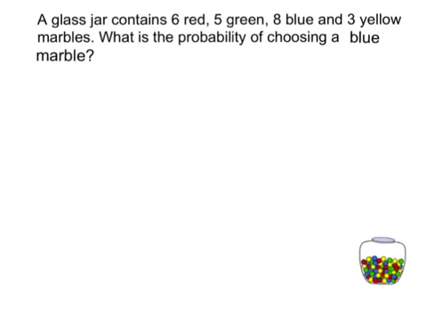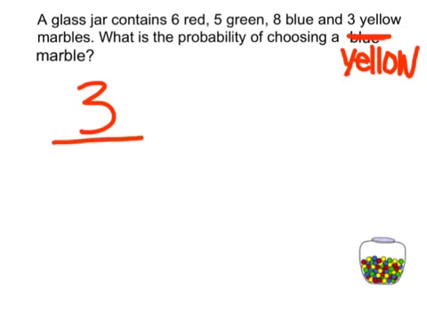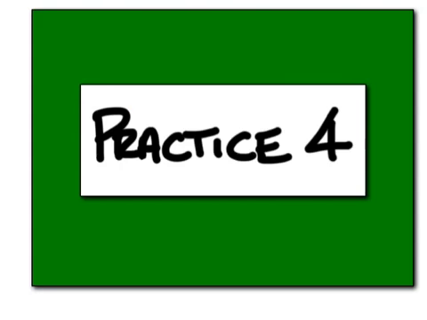Okay, for the practice problem, how many possible ways can we take a yellow marble out of the jar? 3. There are 3 yellow marbles in the jar. That means we're only going to have 3 different ways that we can pull a yellow marble out of that jar. How many total ways can we pull a marble at all out of the jar? 22. There are 22 marbles total. Can this reduce? No. So that means 3 out of 22 is our final answer.